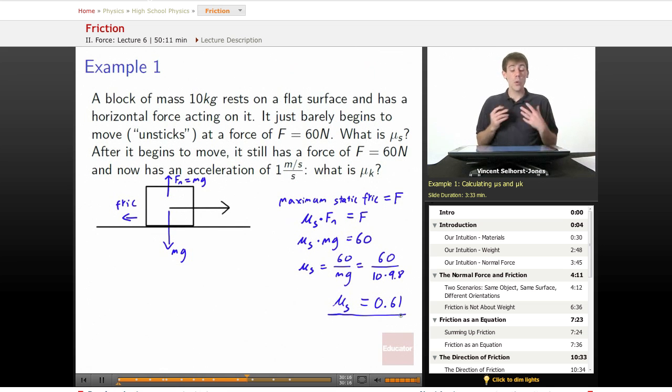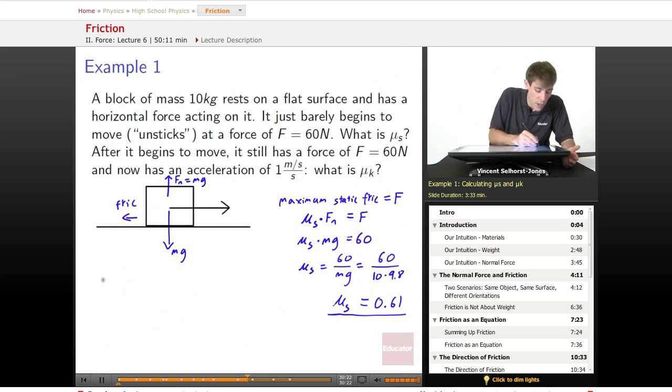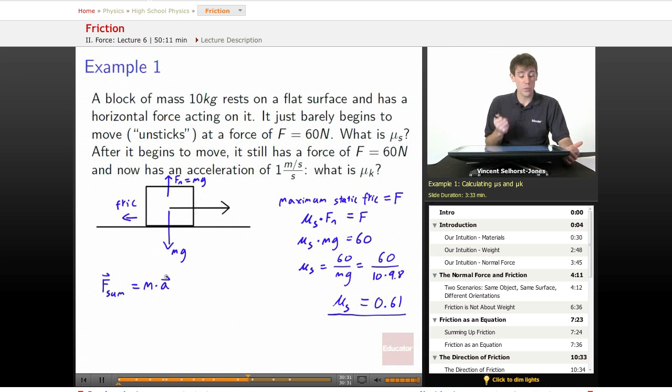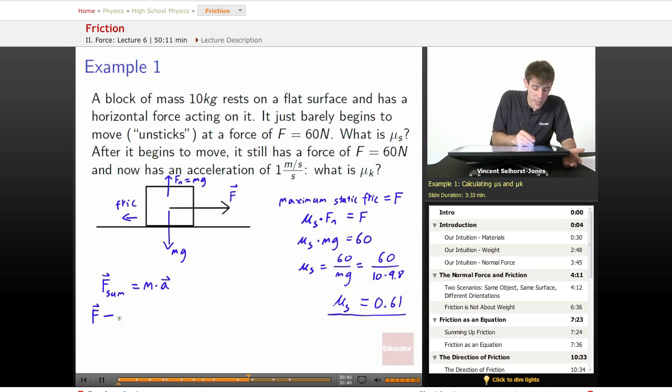All right, so once it starts to move, it still has that force of 60 newtons on it, and now it has an acceleration of 1 meter per second per second. So we know that the sum of the forces is equal to the mass times the acceleration, right? We know what the acceleration is. We know what the forces operating on it are. We've got the force up here, which is equal to 60 newtons, minus the force of kinetic friction, so mu k times mg.